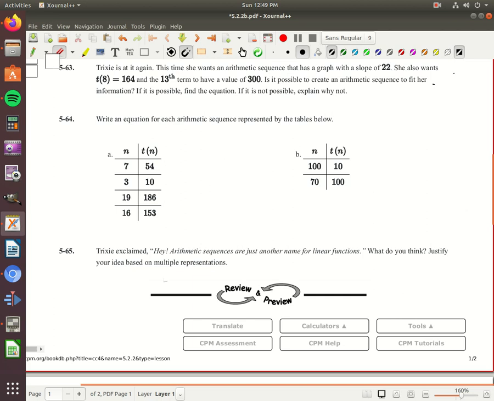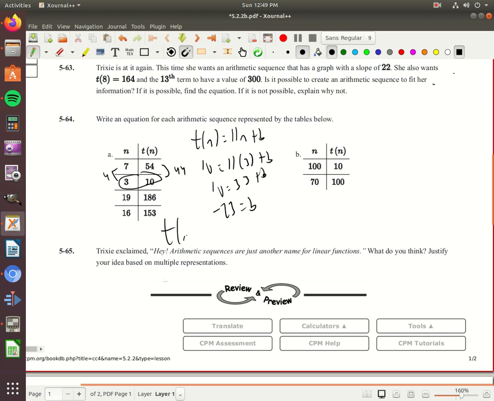All right, and then finally, mercifully, to wrap up this section, write an equation for each one below. So here, it's kind of tricky. I noticed that this gap is 44, and this gap is 4, so I noticed that the slope is going to be 11. And it doesn't matter which one we pick, so I'll take this one. So t of n equals 11n plus b. And again, 10 equals 11 times 3 plus b. 10 equals 33 plus b. So if I subtract 33, negative 23 equals b. So my equation here is going to be t of n equals 4n minus 23.